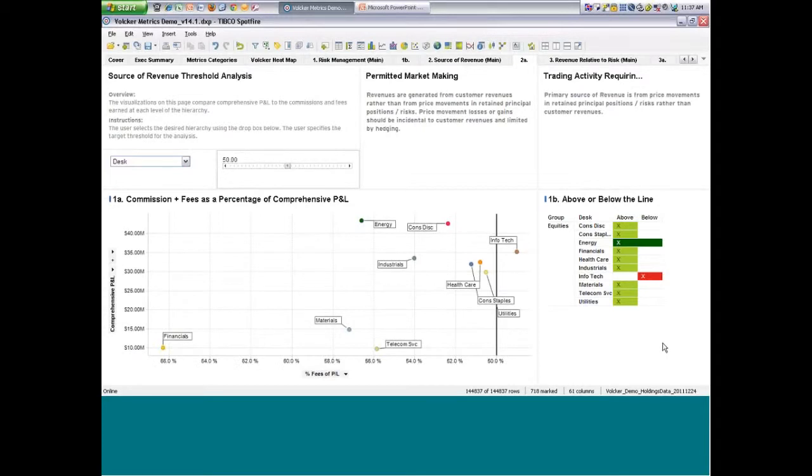Recently, when I was talking to an organization about this, the head of strategy told me that all the P's are good and all the L's are bad.